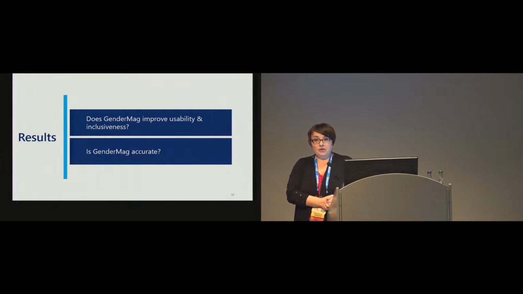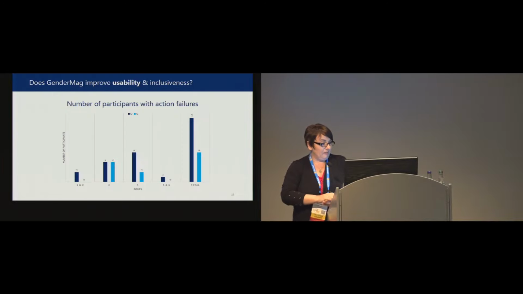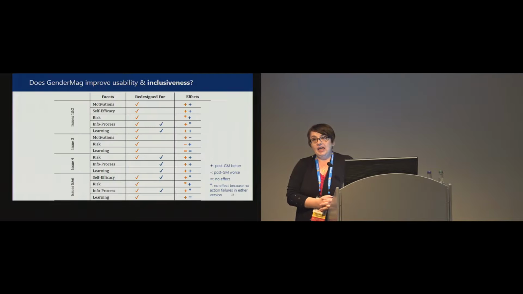So we have 2 main questions here, and the first one is going to be about usability. Does GenderMag improve usability? So if we look at the number of action failures, we see that in the redesign, the number of action failures dropped by more than half, which means that, yes, overall usability improved. But for whom? So the next question addresses inclusiveness, and I'm going to walk you through how to read this table that tells the entire story.